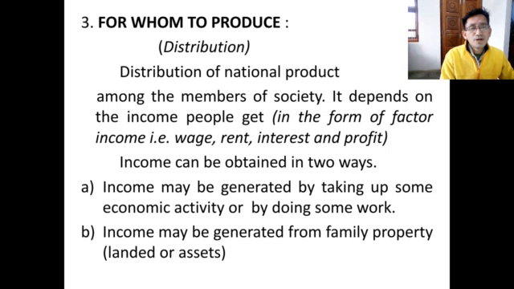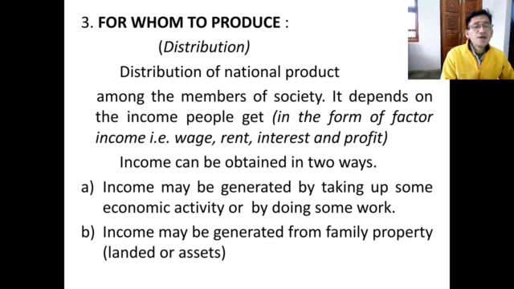So people get income in the form of factor income. People provide factor services, and in return people may get wages, people may get rent, people may get interest, or people may get profit. These are the four forms of income. Income can be obtained in two ways.